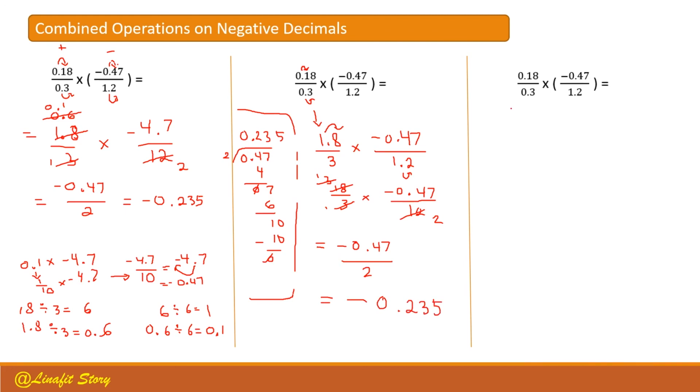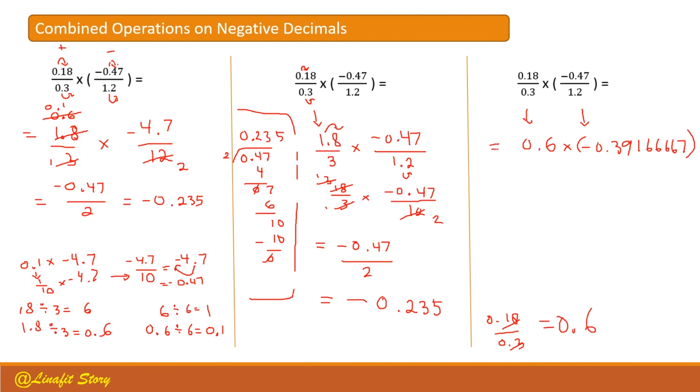Next, here is the third method. You may count each of the fractions. So 0.18 divided by 0.3. 18 divided by 3 is 6. So the answer is 0.6. And then you may count negative 0.47 divided by 1.2. The answer is negative 0.3916 4 times and 7 if you are using the calculator.